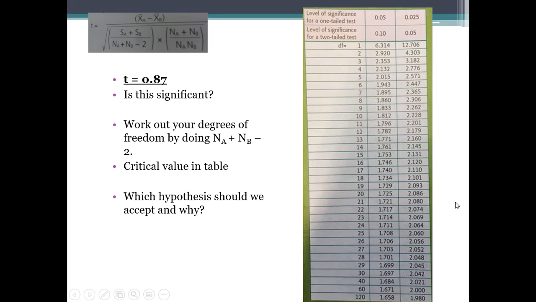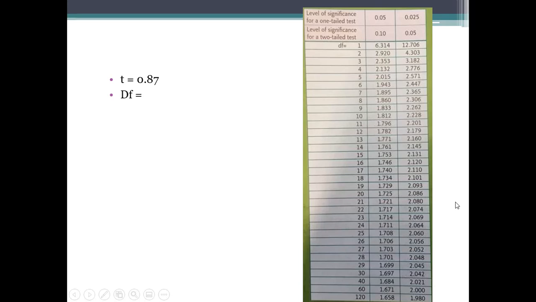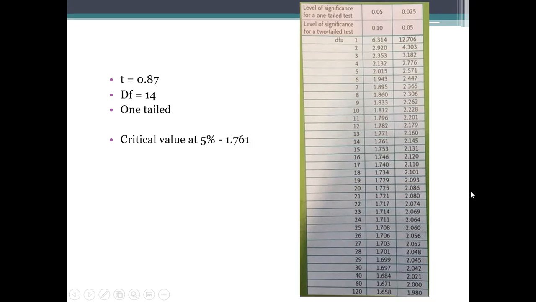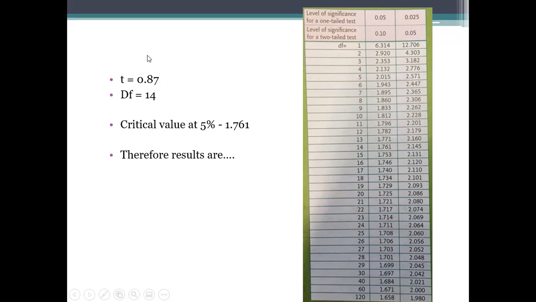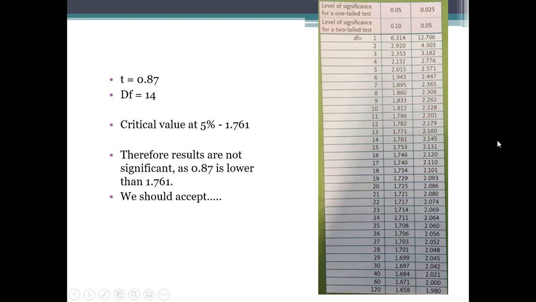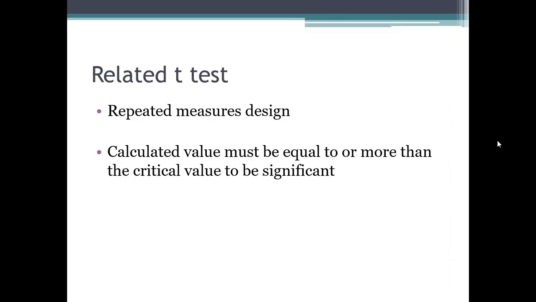So you would have to do this bit in an exam. Your degrees of freedom in this case is 14. Is it a 1 or 2-tailed test? It's in the stem before, so go back and check. It's a 1-tailed test. Your critical value for a 1-tailed test at 5% with a degree of freedom of 14 is 1.761. So you've got an observed value, a degree of freedom and your critical value. Therefore, your results are not significant, as 0.87 is lower than 1.761. So you should accept the null hypothesis.